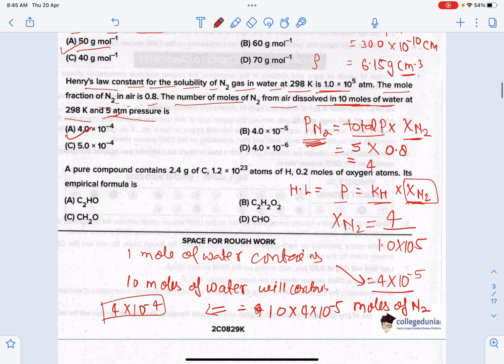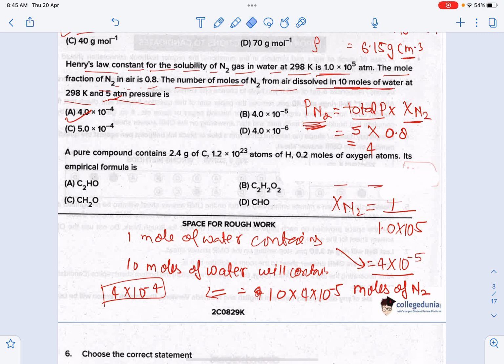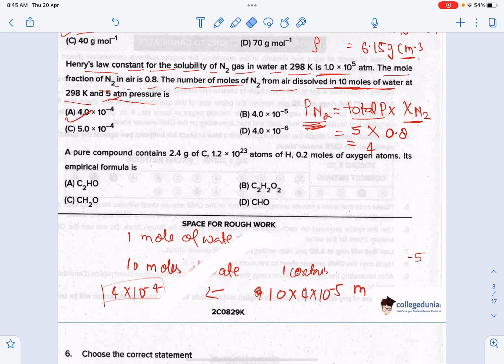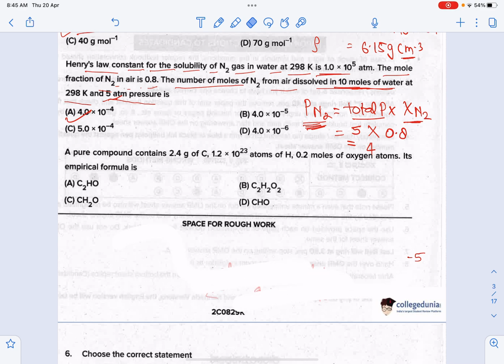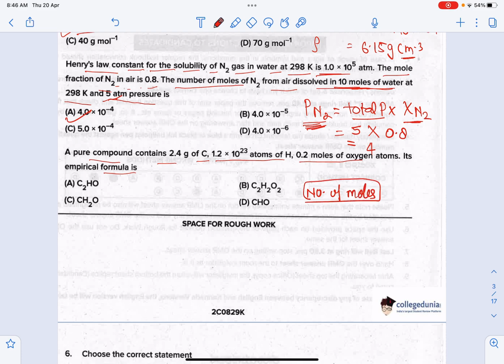Now the next question is: a pure compound contains 2.4 gram of carbon, 1.2 × 10^23 atoms of hydrogen, and 0.2 mole of oxygen atoms. Its empirical formula is? Okay, so let's start. First of all, we calculate the number of moles. From the number of moles we can find the amount of the elements in this empirical formula.